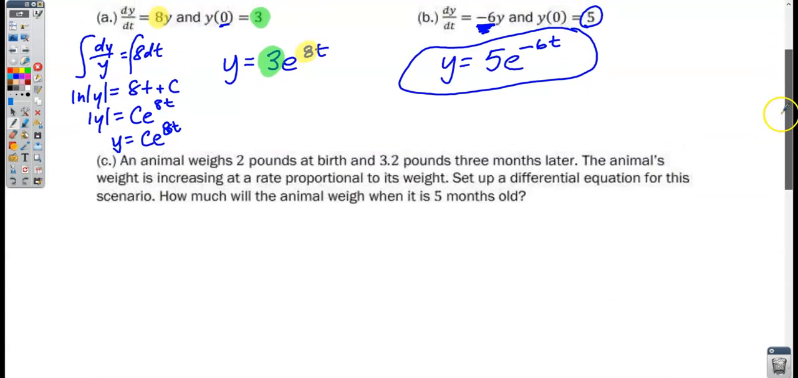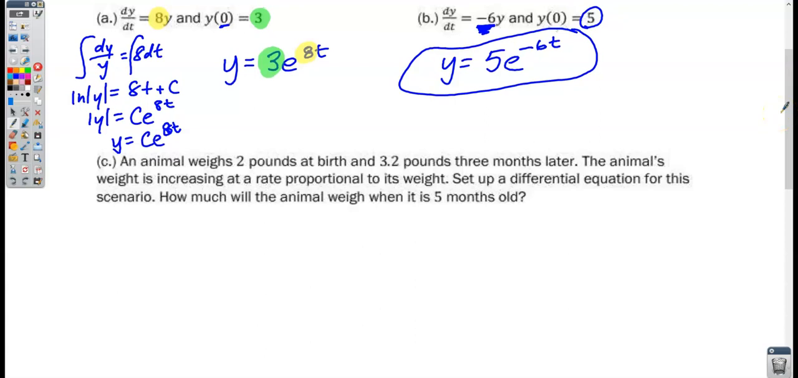Part C of this example, an animal weighs 2 pounds at birth and 3.2 pounds 3 months later. The animal's weight is increasing at a rate proportional to its weight. I'm going to set up a differential equation for this scenario, and we're going to figure out how much the animal weighs when it's 5 months old. So first of all, I'm going to use W to stand for weight, and when we see the animal's weight is increasing at a rate proportional to its weight, that means that dW/dt is equal to kW.